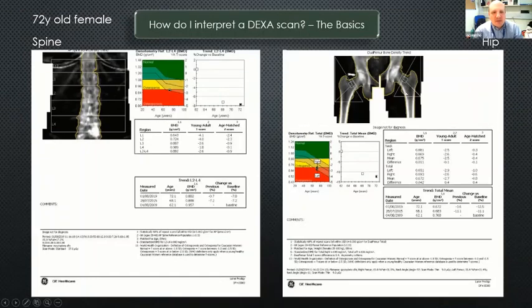Now, different people say different things about which is more accurate. Some people say the total is more accurate because it provides a bigger area, so less susceptible to error. But the majority of people say that the neck is probably the most accurate because it's a very small area and quite easily definable. Okay, so that's the spine and the hip.